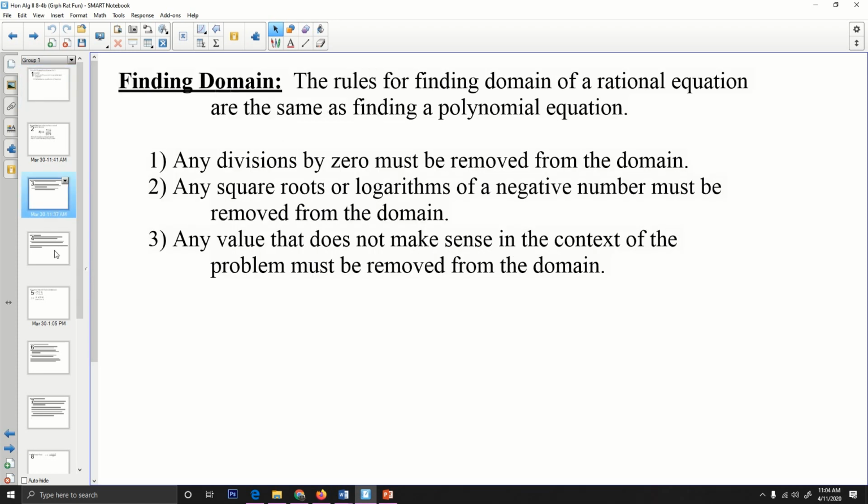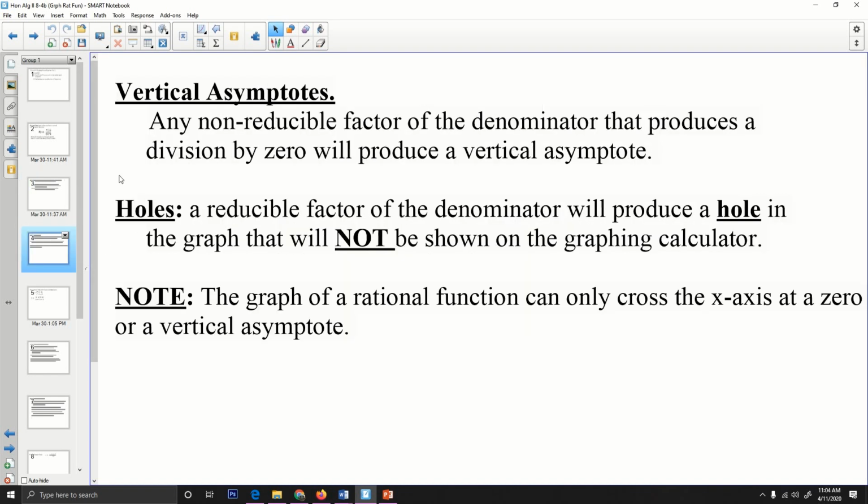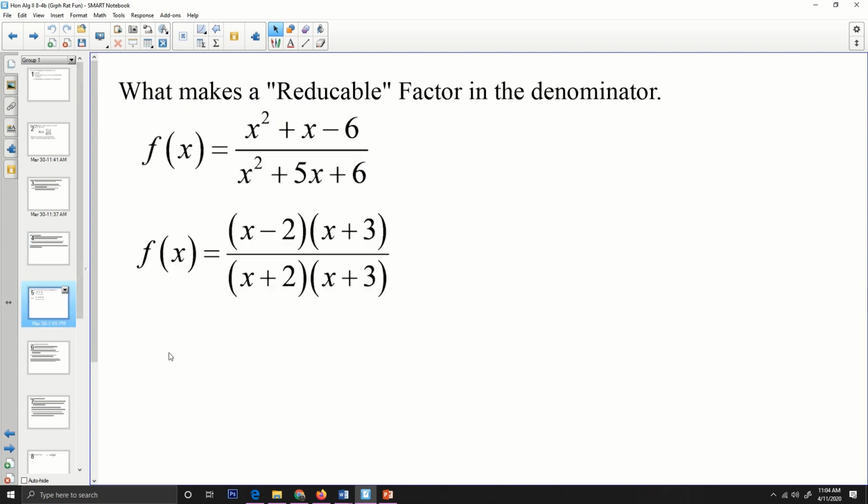I do want to talk domain and range, same: division by zero, we have to remove from the domain. That's not going to change. We'll have some vertical asymptotes when we find the non-reducible factors. We'll have holes when we find reducible factors. And again, what's the difference between a reducible factor and a non-reducible factor?